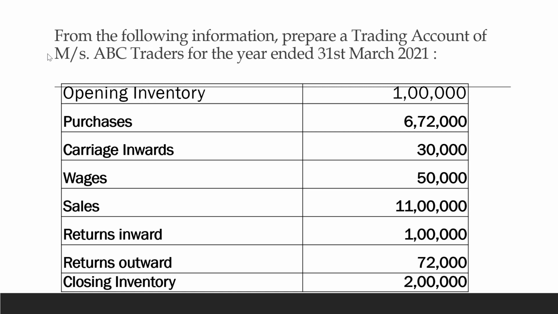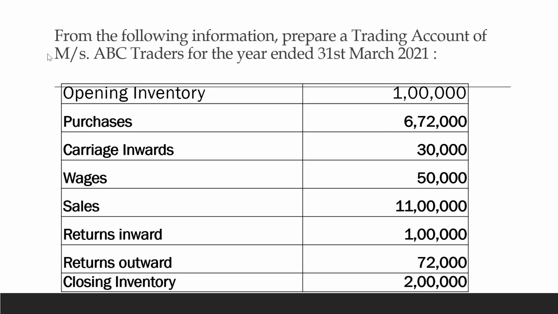Then you incurred some expenses for bringing the goods. When you make purchases, you have to incur some expenses for bringing the goods to the place where you are doing business, in the form of transport charges or whatever. It's called carriage inwards. So carriage inwards are related to your purchases. Then you have paid some wages. You have some people who are helping you in doing your business, so you are paying them wages.